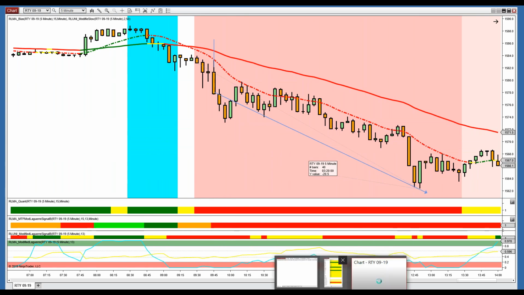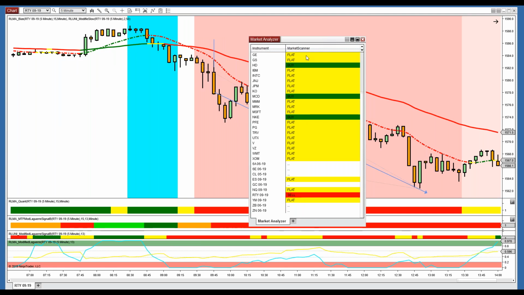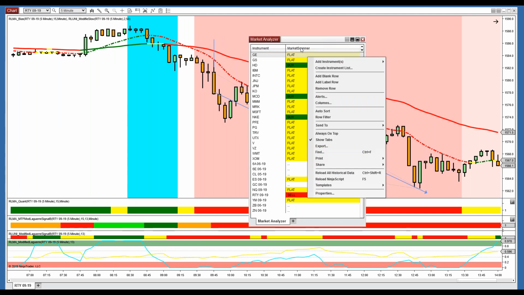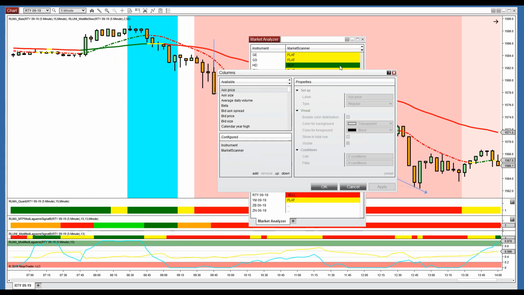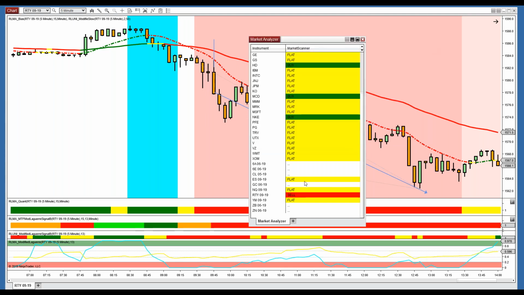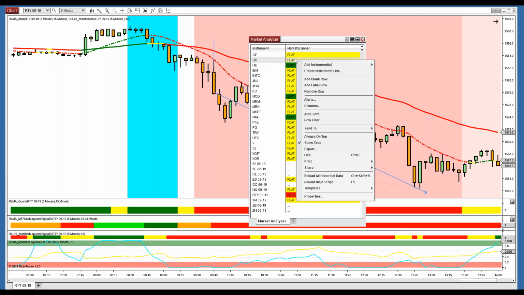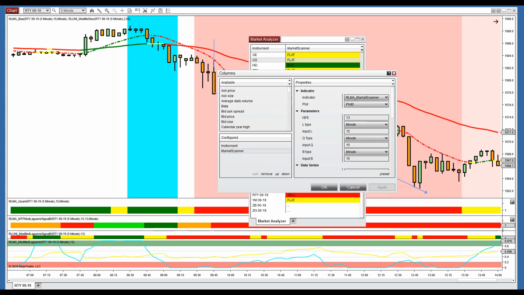So let's bring up the scanner or the analyzer, and let me show you some of the ways you can configure it. Now, if you go to columns, right here, it's super simple. If you want to add an instrument, we just did. What we're going to do is go to the columns, go to scanner. And let's say that instead of a 5-minute, you want to trade a 1-minute.